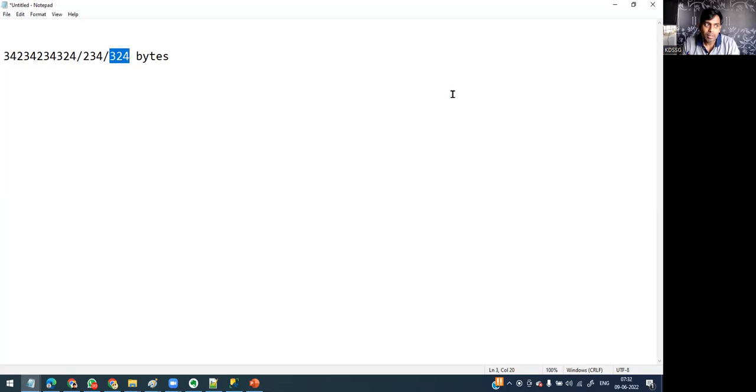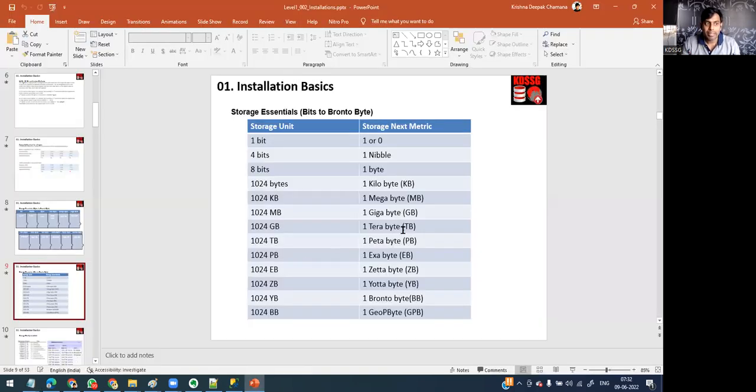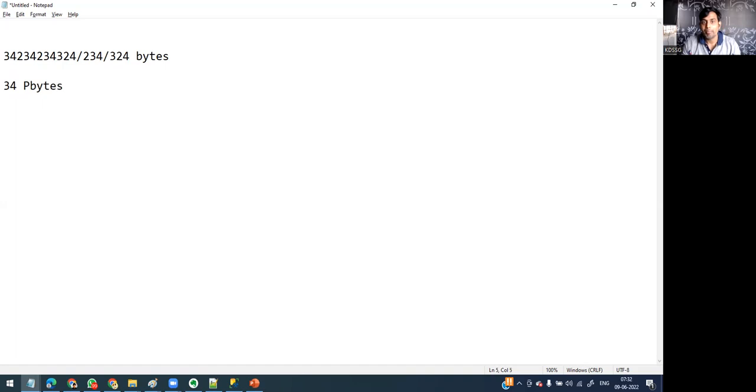Bytes becomes kilobytes. Am I right, sir? You remove 3 numbers, bytes becomes kilobytes. You remove the next 3 numbers, kilobytes becomes megabytes. You remove the next 3 numbers, megabytes becomes gigabytes. If I remove the next 3 numbers, gigabytes becomes terabytes. If I remove the next 3 numbers, terabytes becomes peta. Sorry, sir. Peta, PB. So that means, sir, this is 34 PB.